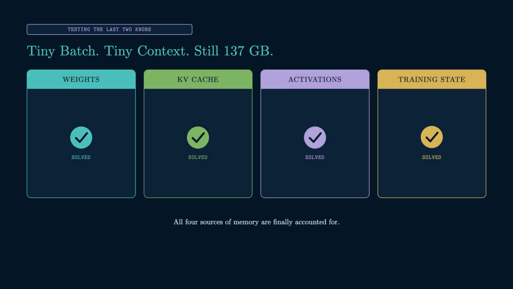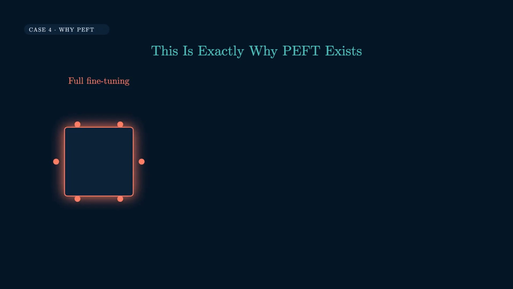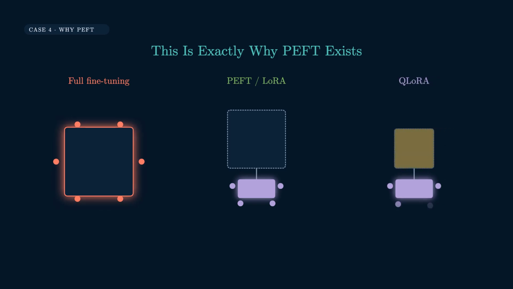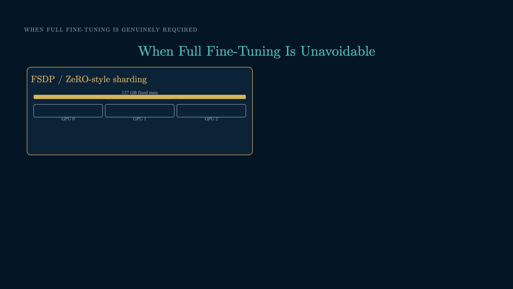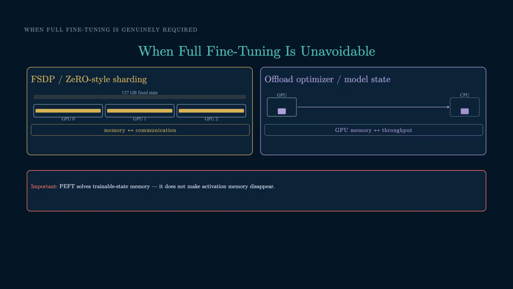The board is complete. This is exactly why PEFT exists. Full fine-tuning creates gradients and optimizer state for billions of parameters, so if your task doesn't need every base weight updated, you freeze the base and train small low-rank adapters instead, and the expensive tenants now scale with adapters, not with all 7.61 billion. QLoRA goes one further by keeping that frozen base quantized too, attacking both tenants at once. When full fine-tuning genuinely is required, you distribute the bill, FSDP or ZeRO-style sharding splits parameters, gradients and optimizer state across GPUs, or you offload some of that state to CPU and pay in throughput. One caveat worth remembering, PEFT solves trainable state memory, but it doesn't touch activations.